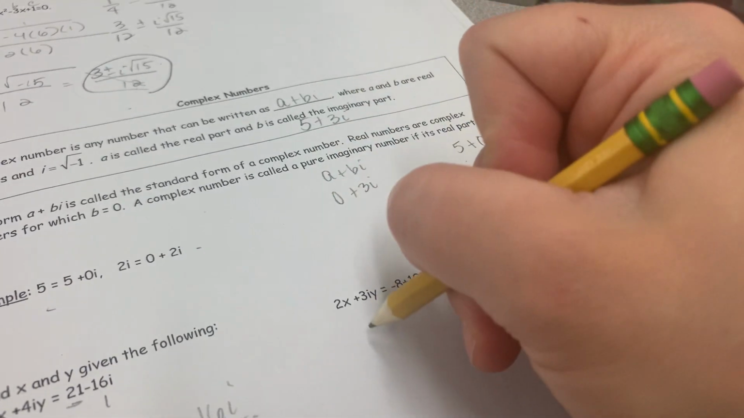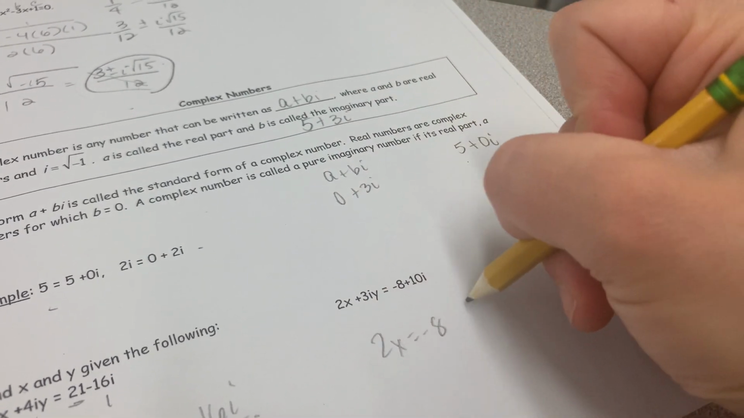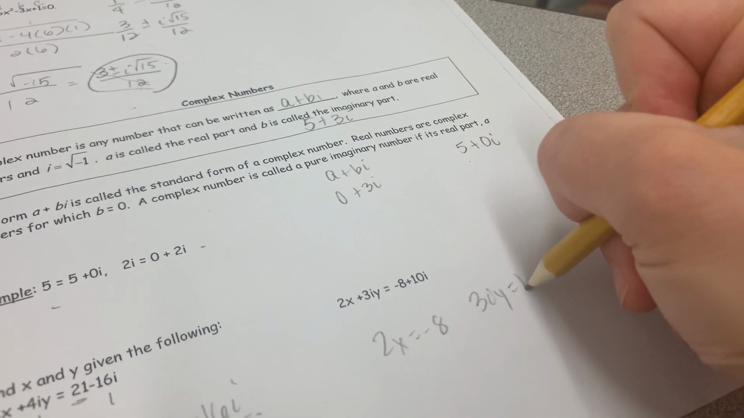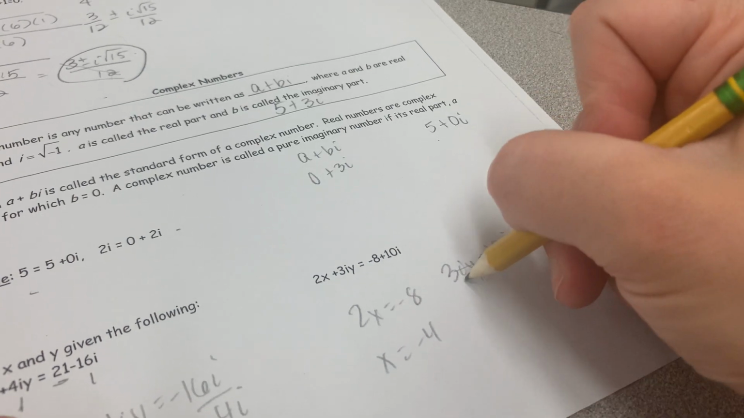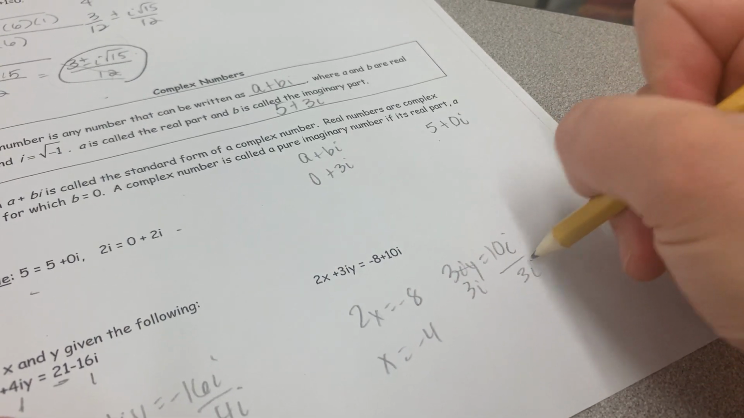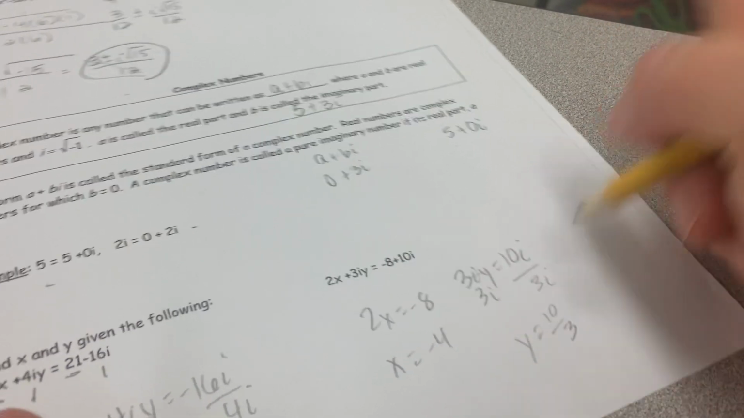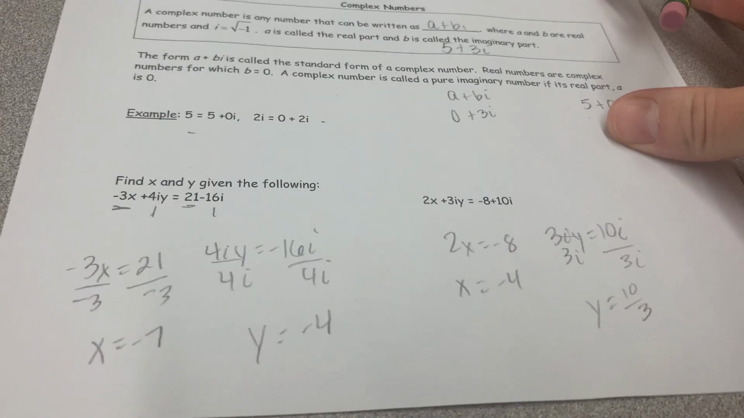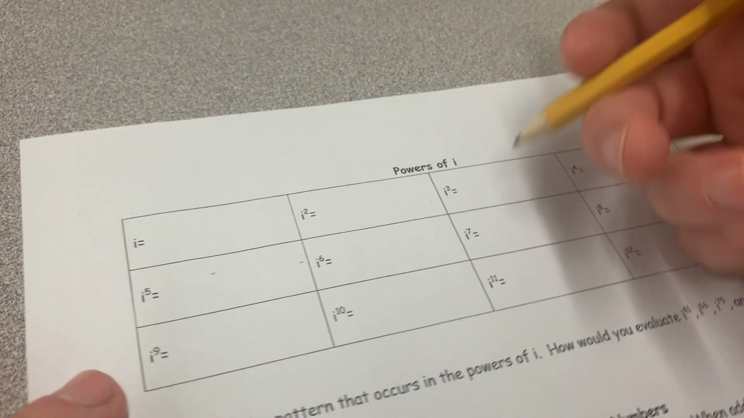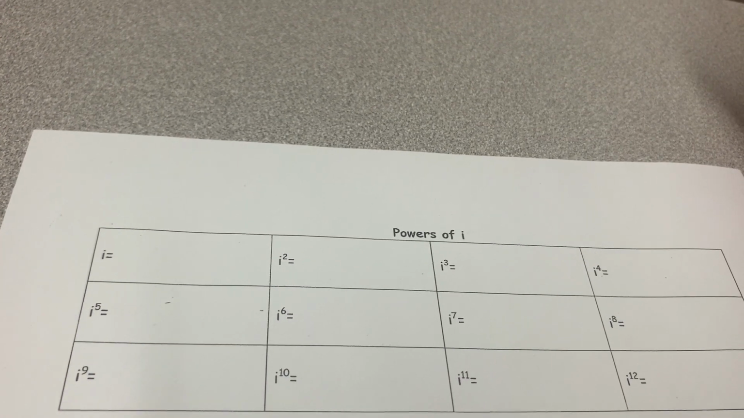Here, same thing, 2x equals negative 8, and then the i's go with the i's. They're saying these two things are equal, so what would x have to be? They're saying these two things are equal, so what would y have to be? There's nothing fancy. They're just saying, hey, can you line these up and solve? Yes, you can. Okay.